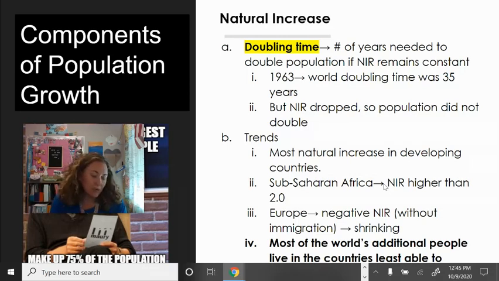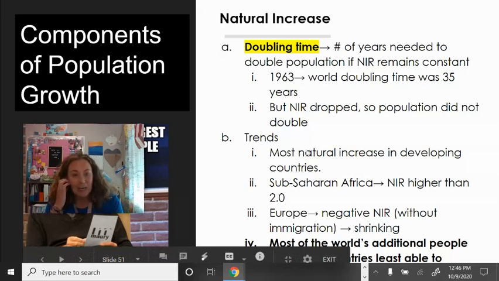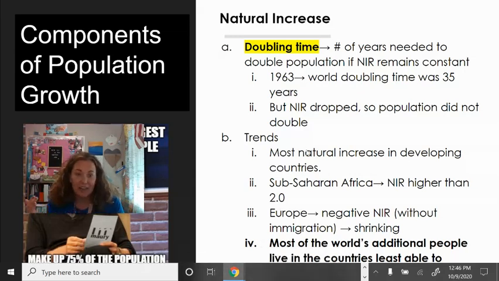What are the trends that we're seeing right now? Most natural increase is still happening in developing countries. Sub-Saharan Africa as a whole has a natural increase rate higher than 2. Europe actually is shrinking, so without immigration, their natural births are shrinking. And most of the world's additional people live in countries that are the least able to provide, unfortunately. So this is a problematic correlation between places that are growing and having more kids, but that country's ability to provide for those kids is inverted. It doesn't match.